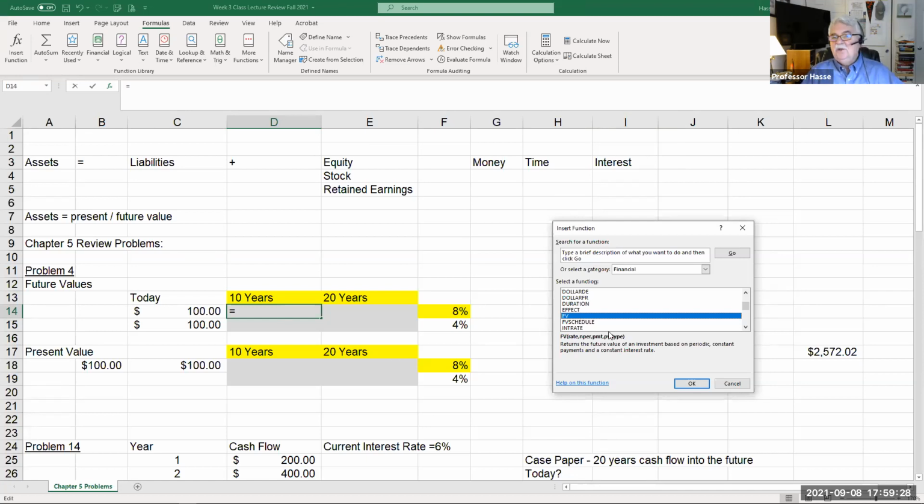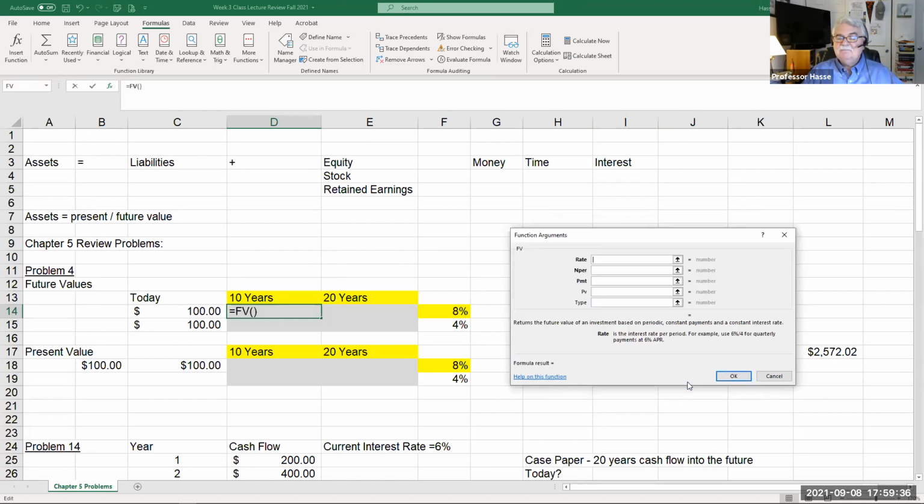Okay, so I go to the future value function under financial and I hit OK, and up comes a little function box. This is the same in Apple Numbers as well. So I go to the interest rate, and the interest rate is 8%. So I just type in 8%. I go to the number of periods. It's 10 years. Cool. I skip over payment because you're not making any payment. Your present value is 100. That's how much money you have today.